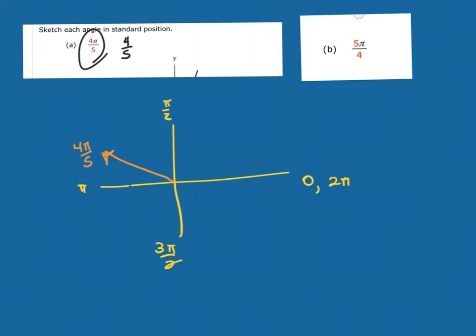B says 5 pi over 4. So now this is 1 and 1/4 pi. So I know I have to go past 1, but I'm not going to 1.5. It's smaller than 1.5, which means it's in between the 1 and the 1.5, which would be 5 pi over 4, or third quadrant.